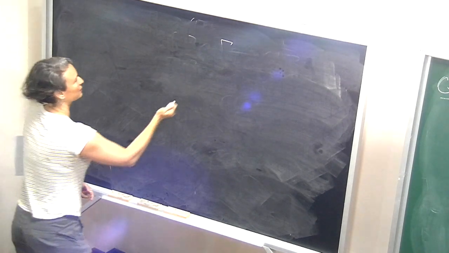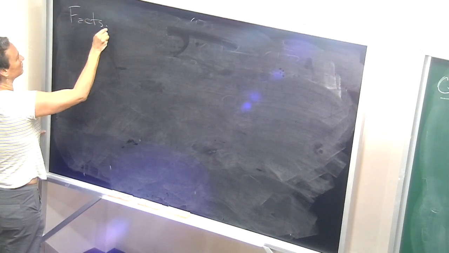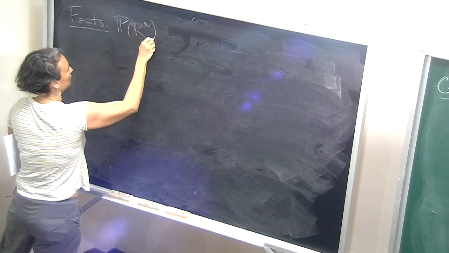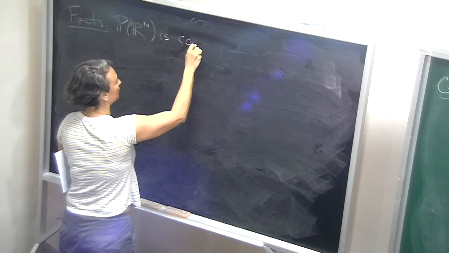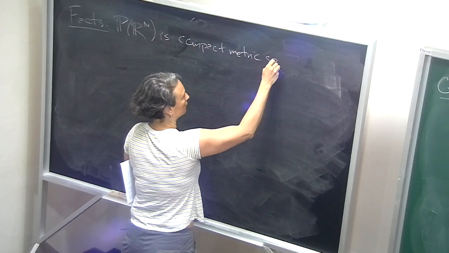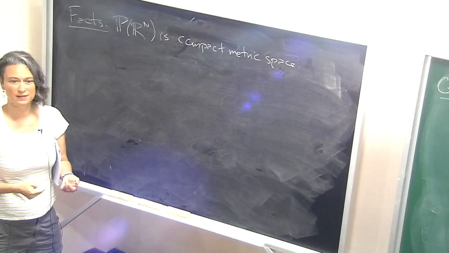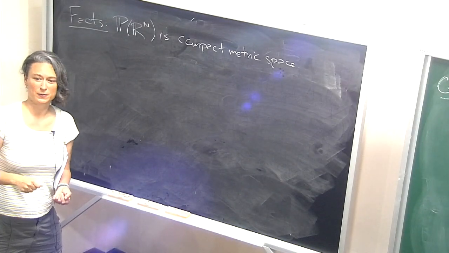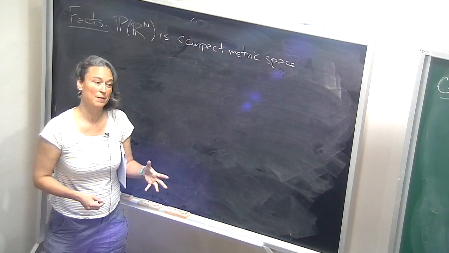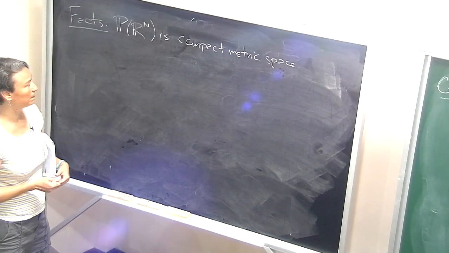Okay, some facts. So the real projective space is a compact metric space. When I was talking about acting by homeomorphisms, I was saying on a compact metrizable space. I'm calling it now a compact metric space because I'm actually going to use a metric on it. It doesn't matter which one, as long as it gives you the same topology.